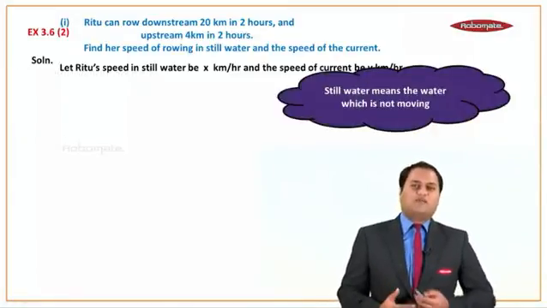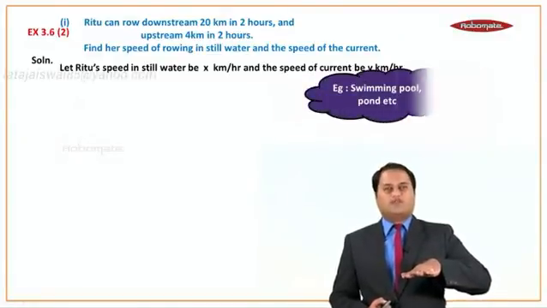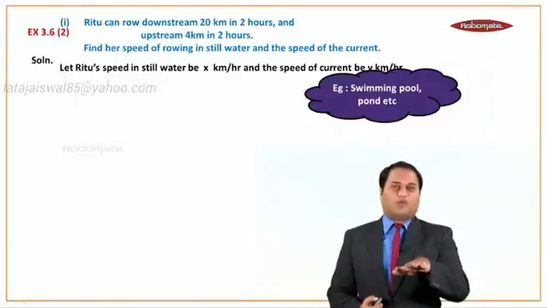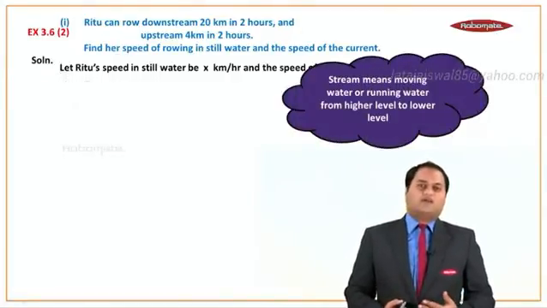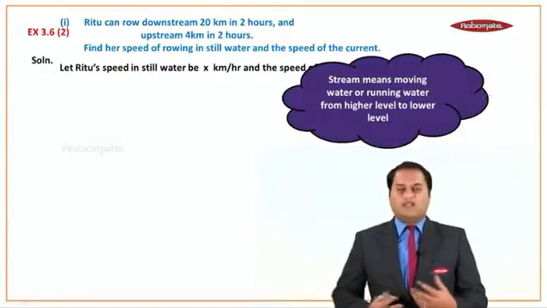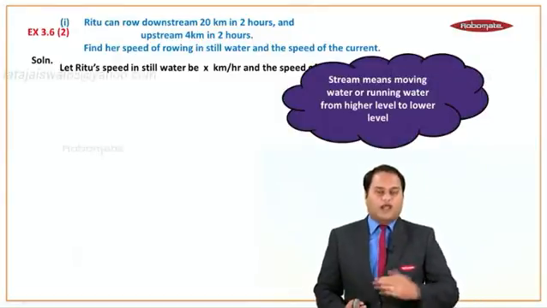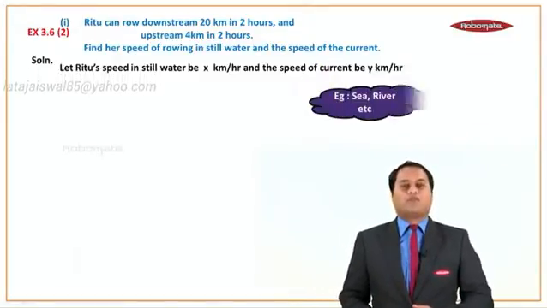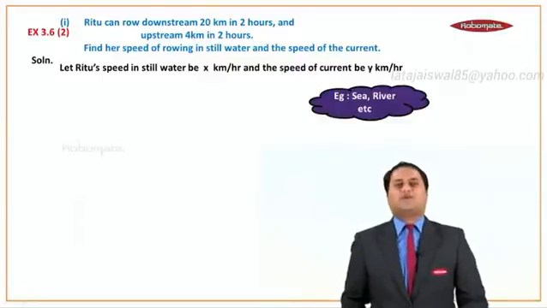Now what do we exactly mean by still water? Still water means the water which is not moving. For example, a swimming pool or a pond where the water is still, it's not moving. And a current is the running water which normally runs from the higher level to the lower level, like any other current. Even the water current moves from the higher level to the lower level. Example, sea, river, etc. Okay, just for your understanding.